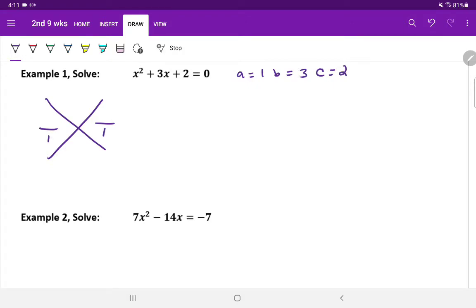Okay, a values go here. On the bottom we have 1 times 2, which equals 2, and then b goes on top there. So we need factors of 2 that add up to 3. That's going to be 1 and 2. Okay, remember to reduce the fraction. So our factors are 1 and 2. We're going to move on to step 4, write it in factored form. So in this case, we're going to get x plus 1 times x plus 2 equals 0.